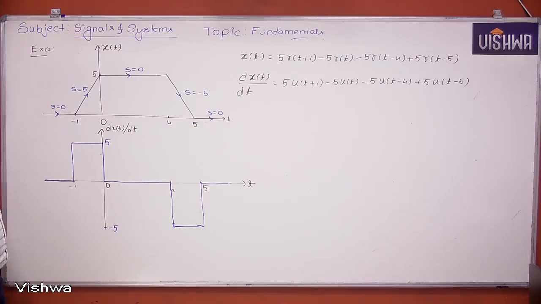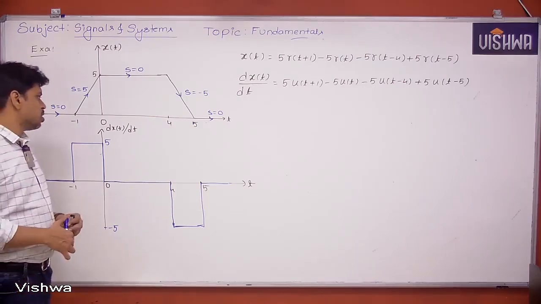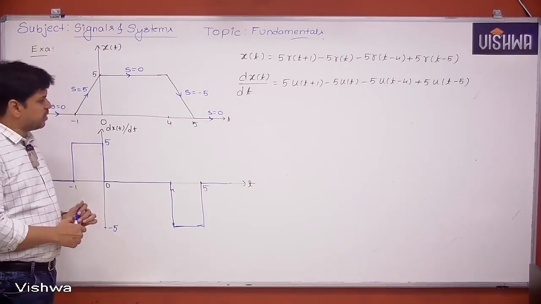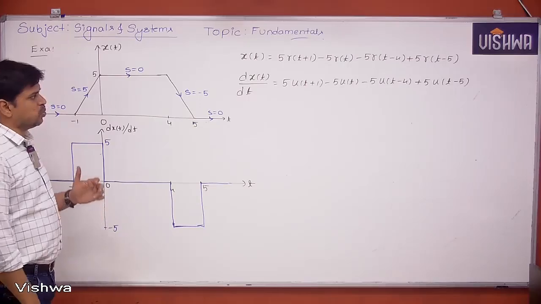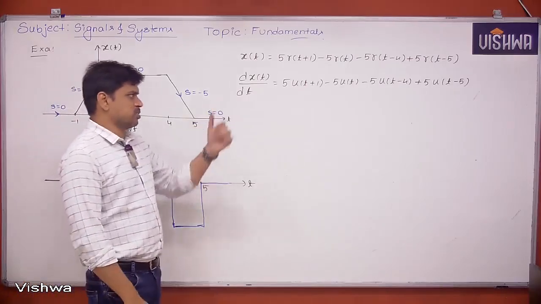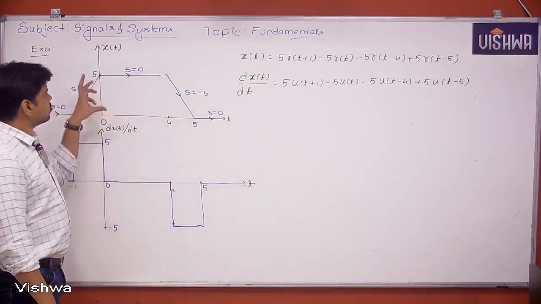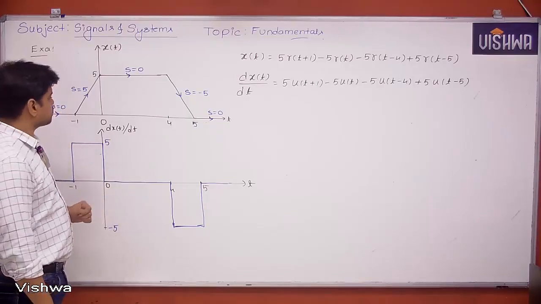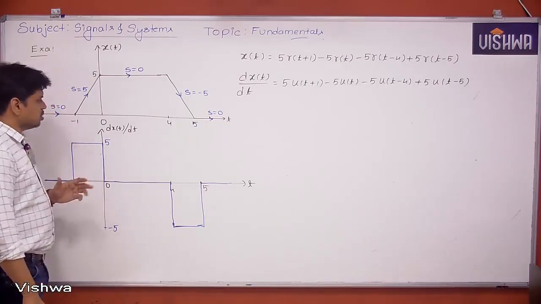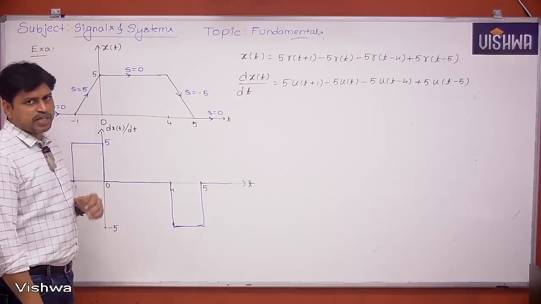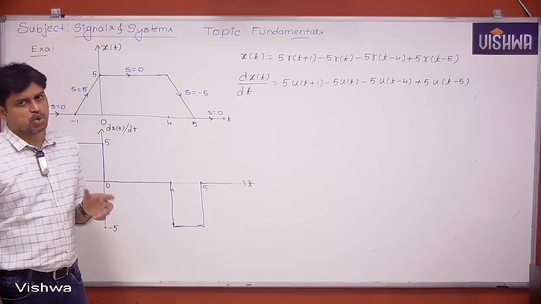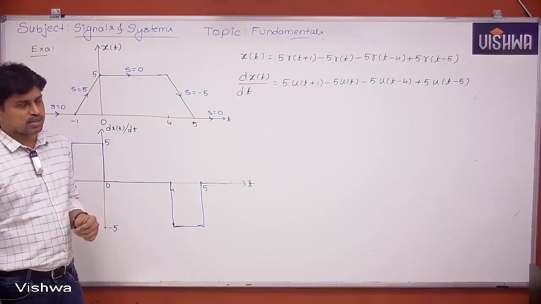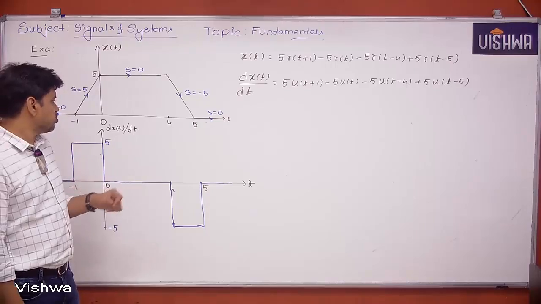It looks like that. Actually, to draw differentiation of a curve, we don't have to see this expression. Directly from x of t, we can draw dx of t by dt. How, sir? Listen carefully. In general, differentiation of a curve indicates the slope of the curve. As simple as that.